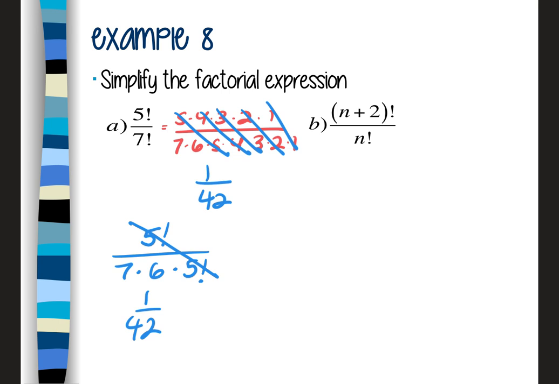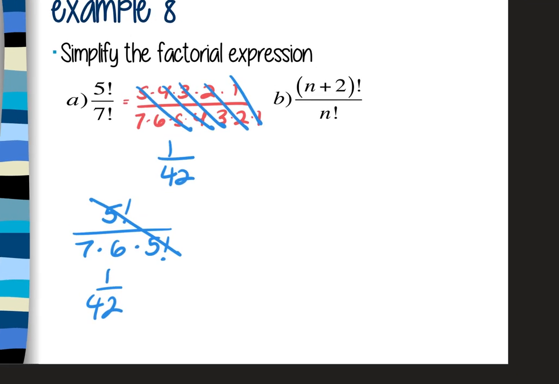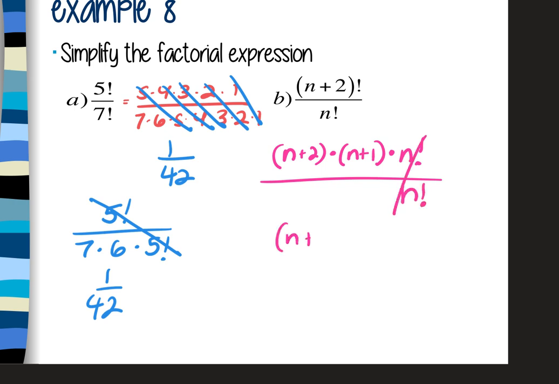Okay, now go to B. I don't know these values, but what's going to be bigger, n plus 2 or n? N plus 2. So I'm going to take n plus 2 and break it down until it hits n. So the first one is n plus 2. What's one smaller? N plus 1. What's 1 smaller than n plus 1? N, and I've hit my n factorial. And they cancel out. And then you could leave it as n plus 2 times n plus 1, or you could FOIL it out, n squared plus 3n plus 2. It'll take both.